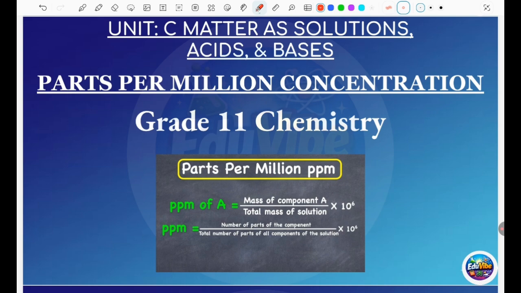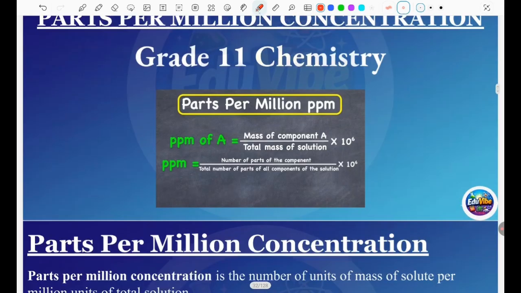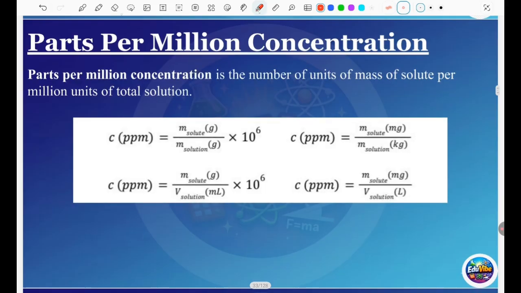In the previous lessons, we did the molar concentration and we did the percent concentration. Now we're doing the last concentration, which is the parts per million concentration. We involve unit analysis in this, but we also have some formulas to know. So let's start with what is parts per million.